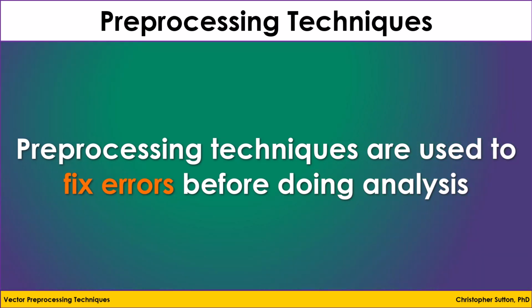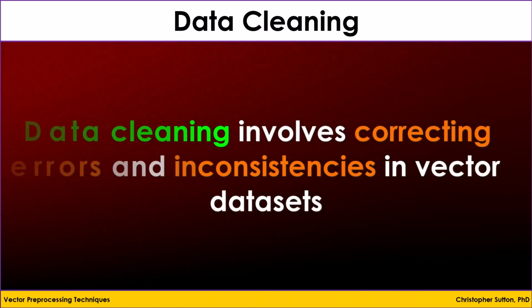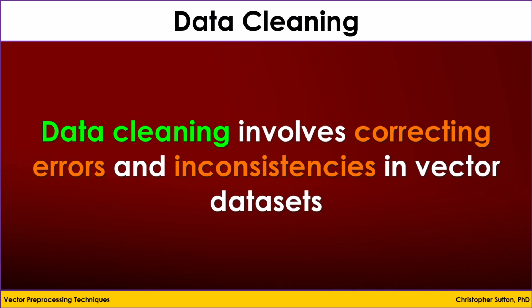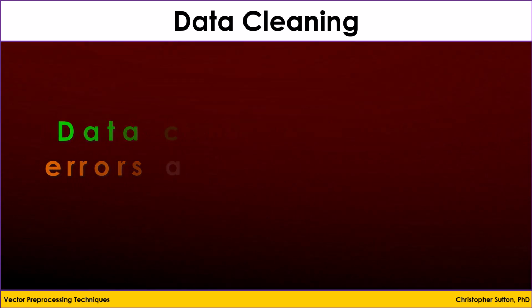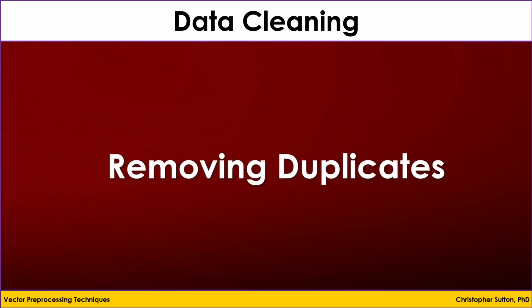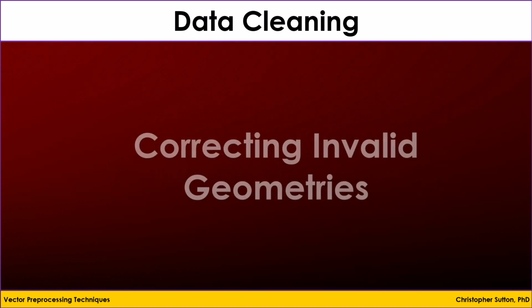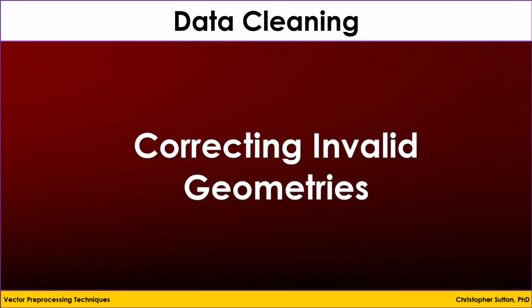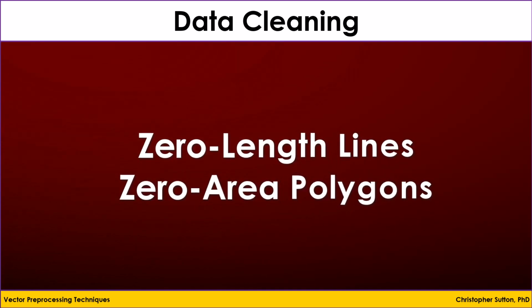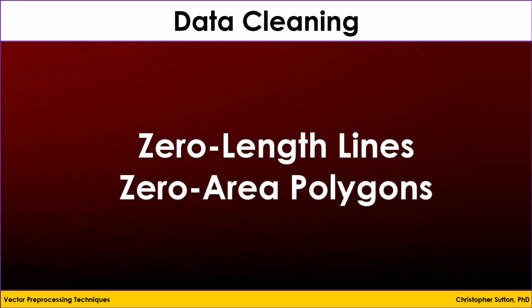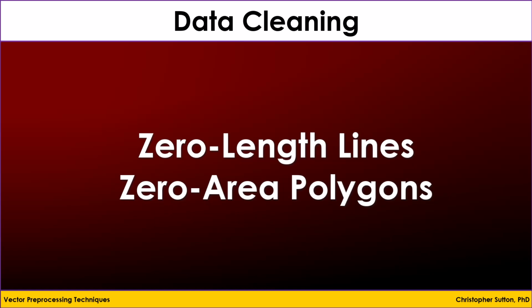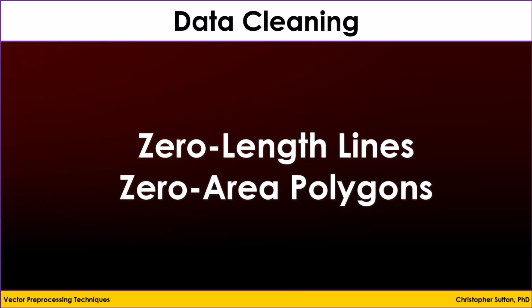What are the various preprocessing techniques that are commonly done? We'll begin with data cleaning. Data cleaning involves correcting errors and inconsistencies in vector datasets. It can involve removing duplicates, duplicate points or lines, or duplicate records in the attribute table. It can involve dealing with invalid geometries, self-intersections, or ring overlaps. And it can involve removing zero-length lines and zero-area polygons. With these features, you have vertices all occupying the same location.